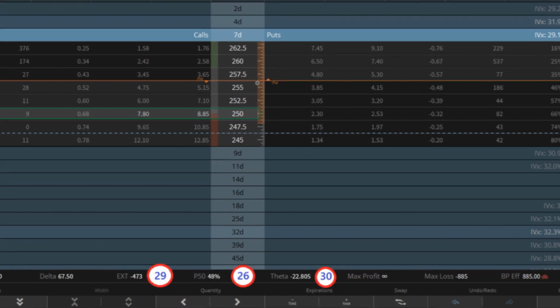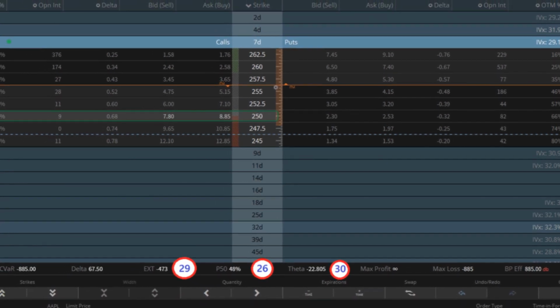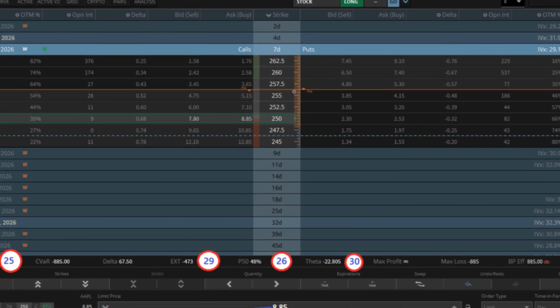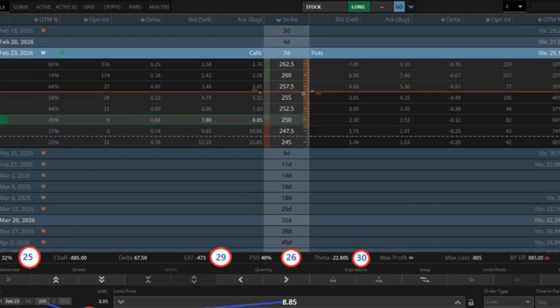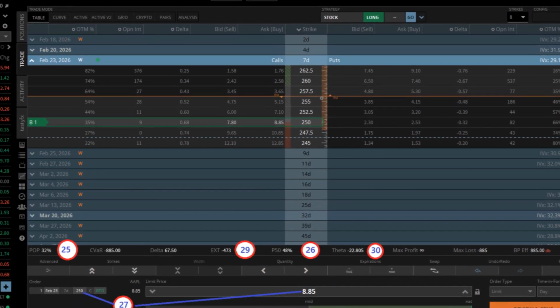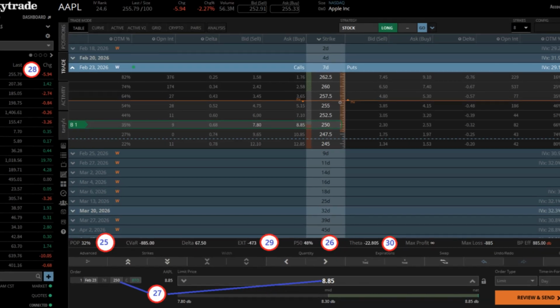25. POP, probability of profit. This shows the chance of your trade finishing in profit based on current data. It helps you understand: is this a high probability trade or a high reward, high risk trade? Simple example: 70% POP, safer but smaller moves; 30% POP, bigger reward but harder to win.